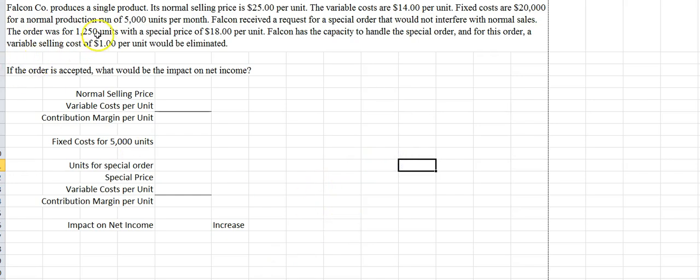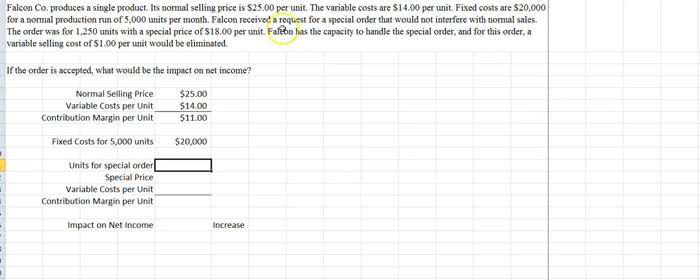Falcon Company produces a single product. Its normal selling price is $25 per unit. The variable cost per unit is 14. Okay, so the contribution margin is 25 minus 14, which is 11. And the fixed costs are $20,000 for 5,000 units. Okay? So now you get a special order.